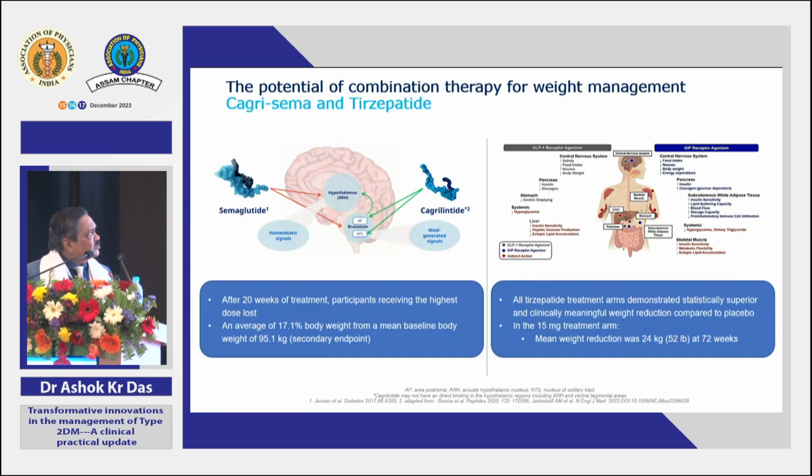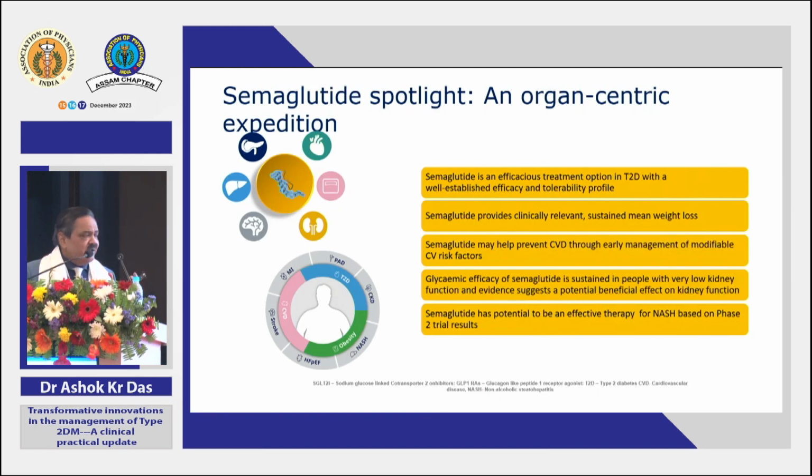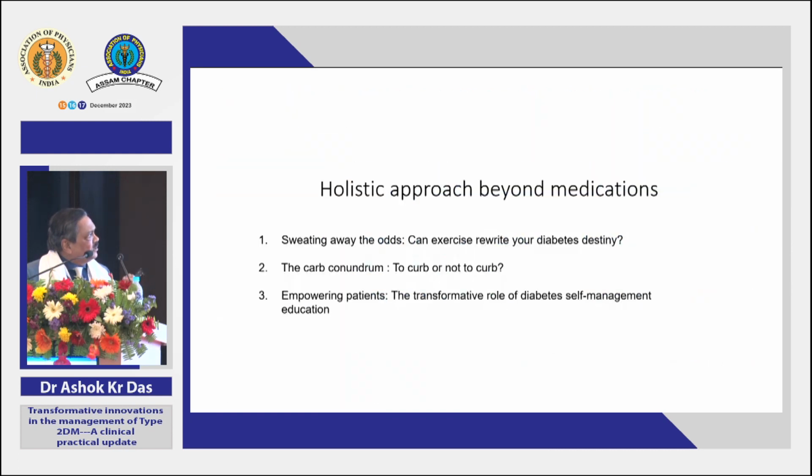This is the weight reduction one. Now, I was talking about the combination therapy of CagriSema and tirzepatide, which will come next year, and is a great transformative innovation to take care of glycemia and obesity. I'll go into details of it.